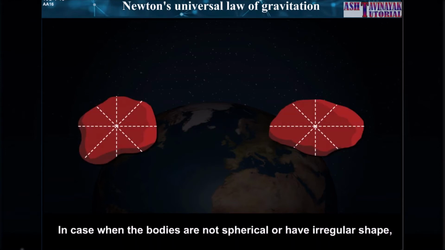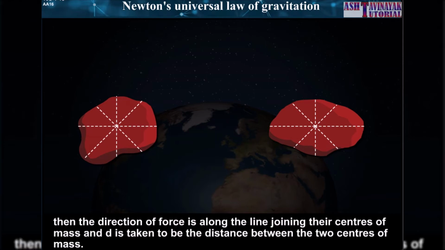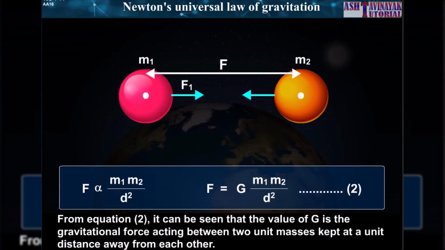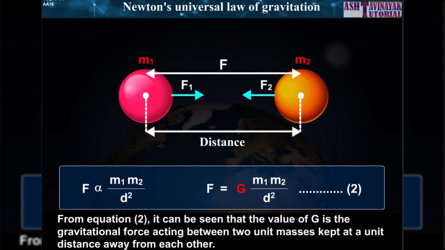In case when the bodies are not spherical and have irregular shape, then the direction of force is along the line joining their centers of mass, and d is taken to be the distance between the two centers of mass. From equation 2, it can be seen that the value of G is the gravitational force acting between two unit masses kept at a unit distance away from each other.